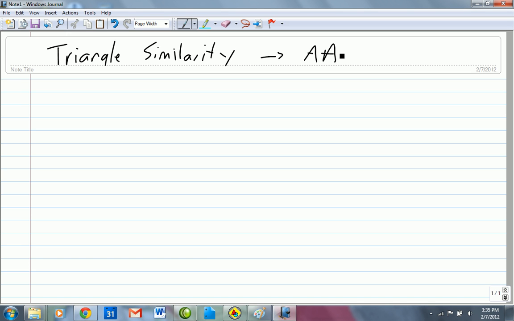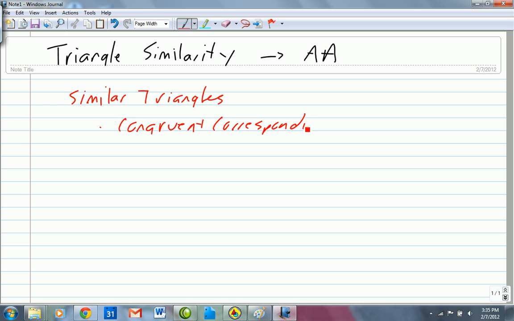Hi, this video is called Triangle Similarity, and we're going to focus on what's called angle-angle. So let's review at first what it means to be similar. Let's suppose we're just going to talk about similar triangles. Remember, we're talking about same shape but a different size. So what we have are congruent corresponding angles, and we also have not congruent sides but proportional corresponding sides. Okay, so let's see what that might look like.